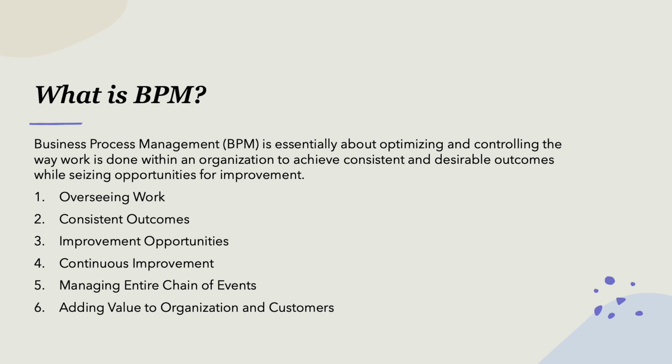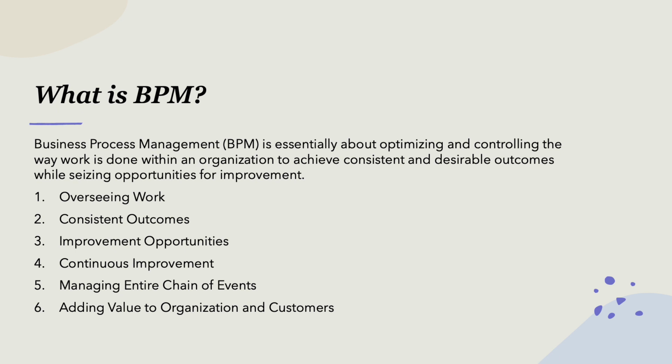Now, some of the elements of BPM are as follows. Overseeing the work: BPM involves keeping an eye on how tasks are performed within the organization. It's about ensuring everything runs smoothly. Consistent outcomes is one of the main goals of BPM, to achieve consistent results. You always want to make sure that every customer gets the same high quality product or service each time they interact with your business. Improvement opportunities: BPM isn't just about maintaining the status quo.